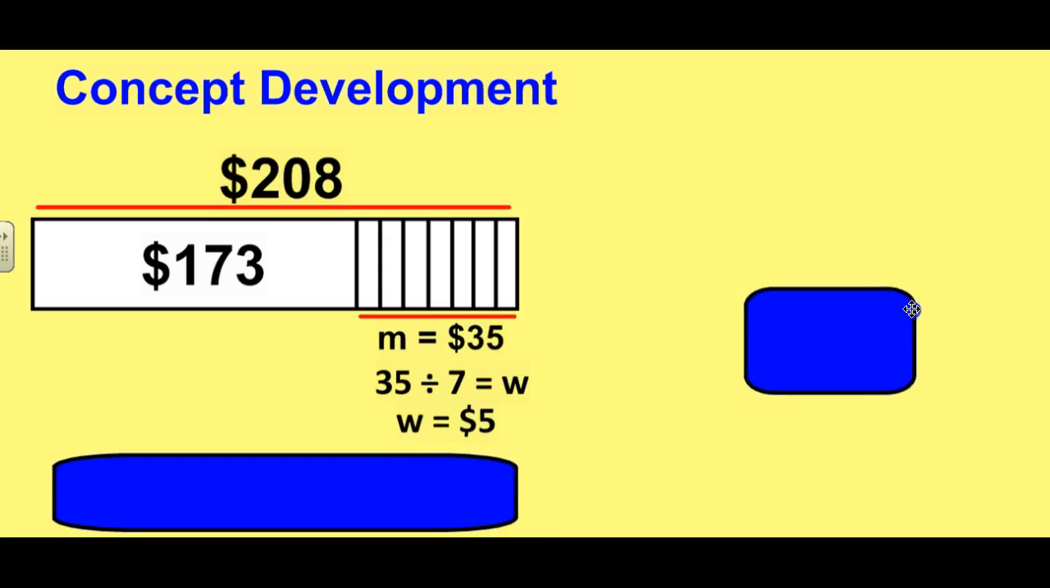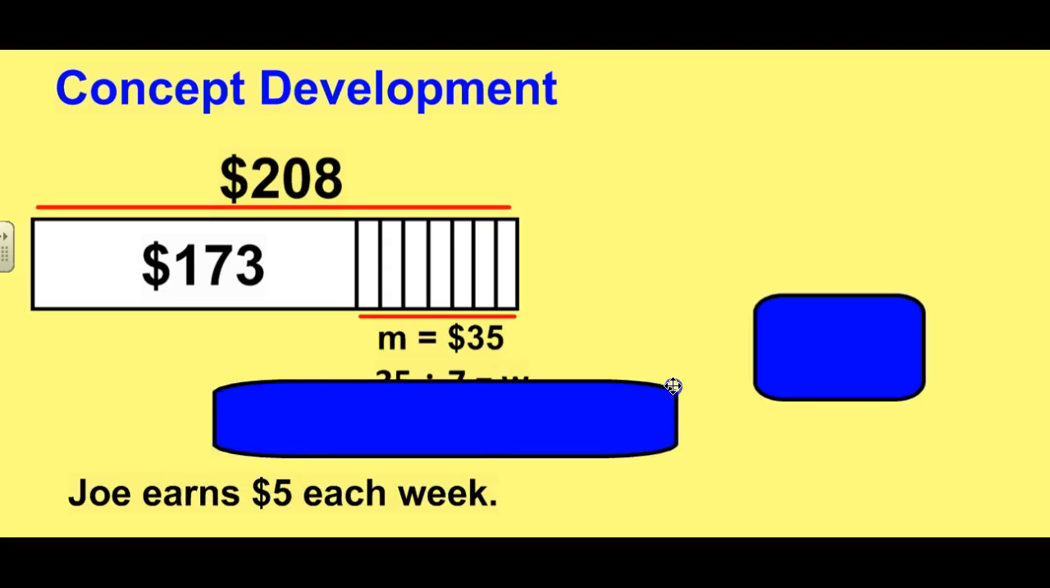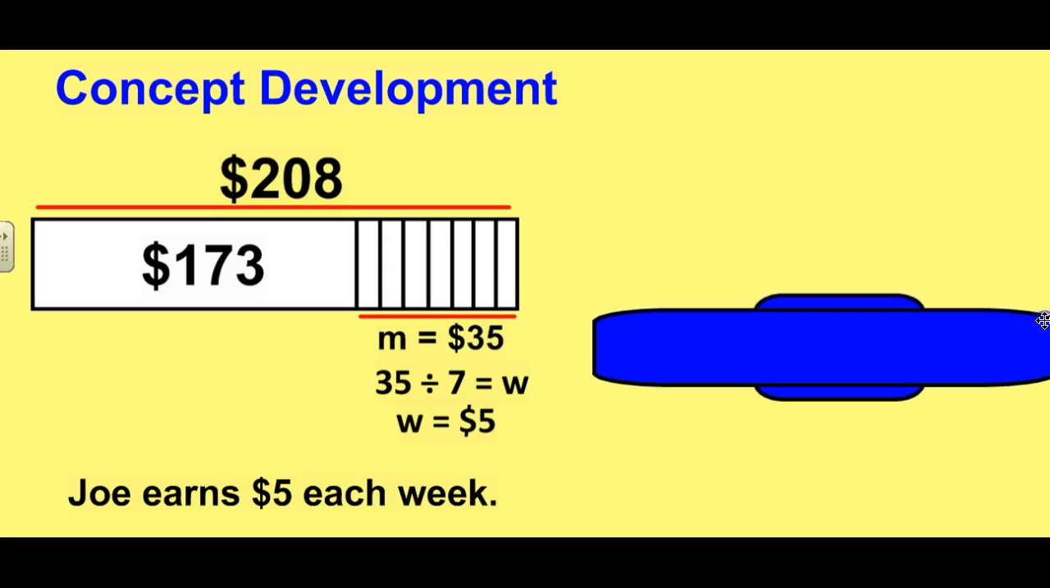So when you take 35 divided by 7, we find out that he's making $5 each week. So to answer this, we would have put Joe earns $5 each week. So this took some thinking. It took us having to decide what we needed to do first. It took us having to do more than one step. So we are going to move on to the problem set now.